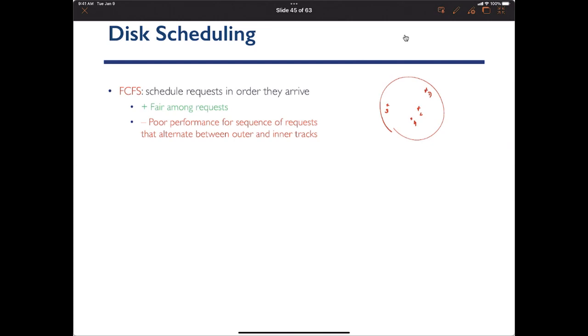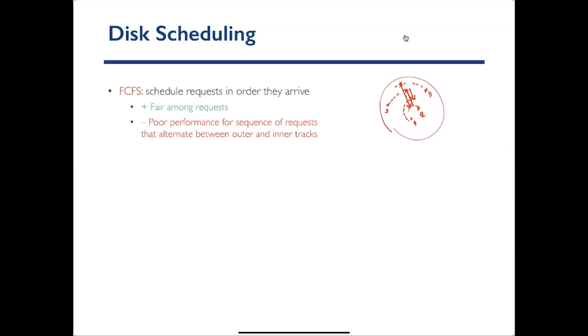So the head has to first be on this track, and then potentially, I'm just making it up, going from this track to this track, and then from this track to this track, and then from this track to this track. So the arm is moving back and forth between these tracks, and that is adding a lot of latency. So it's not good with regard to performance.